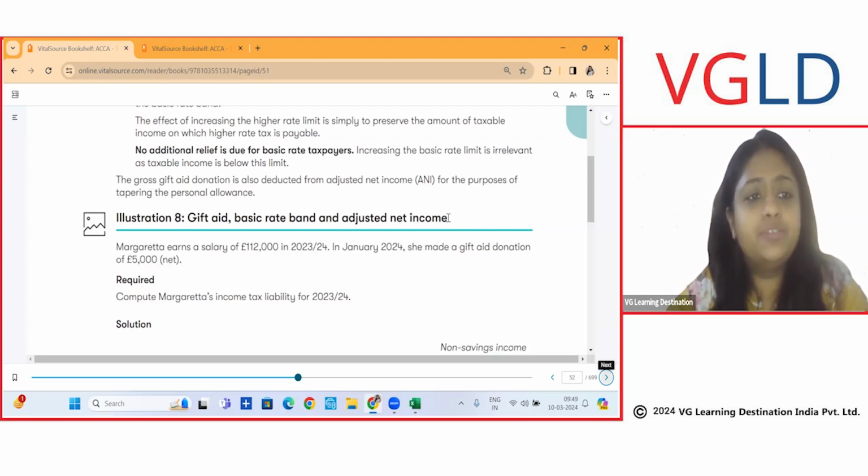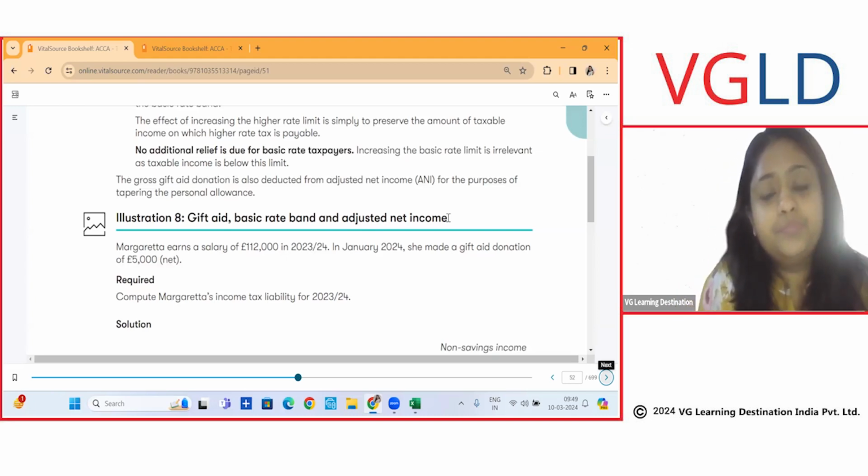I hope everybody is able to do it. Anyone facing any questions or queries, anywhere that you're stuck, type it in the chat box and I'll guide you. The ones who are able to do it, quickly type your answers in the chat box. Remember to calculate ANI, taper your PA, reduce the tapered PA, get the taxable income, and extend the rate bands. Accordingly, apply the tax rates.